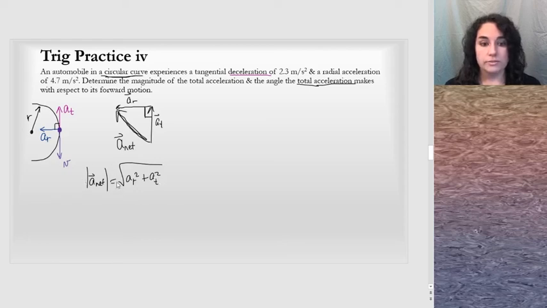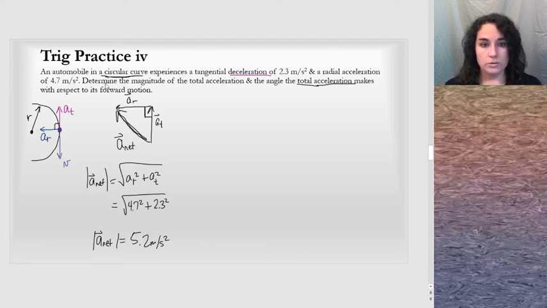I can easily find the value of the net acceleration by plugging in what I know here. The radial is 4.7, I can square that. The tangential is 2.3, I can square that. It doesn't matter what order I add these, right? I'm adding them and squaring them and adding them. I'll get the same thing. So pretty quickly, I can get the magnitude of the net acceleration, which is 5.2 meters per second squared. I'm going to keep the same units. They're both in the same units. There's the units.